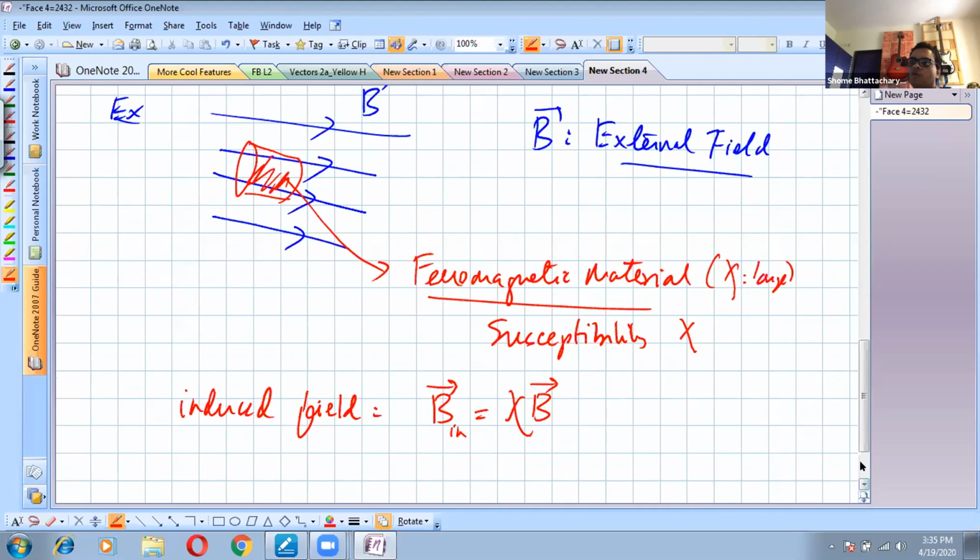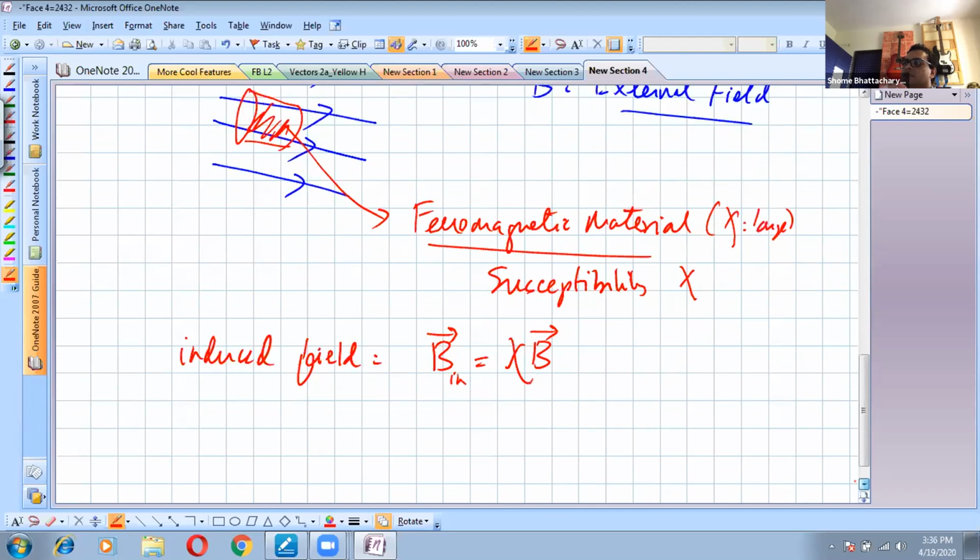Actually there's a more complicated formula of this. First we write the external field divided by mu naught. That gives us the external magnetization. Then we multiply the external magnetization with chi, which gives us the induced magnetization. And then you again multiply the induced magnetization with mu naught, so that becomes the induced field. But without getting into that much technicality.